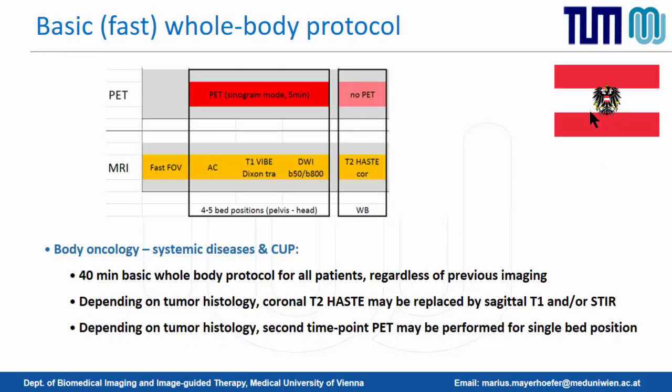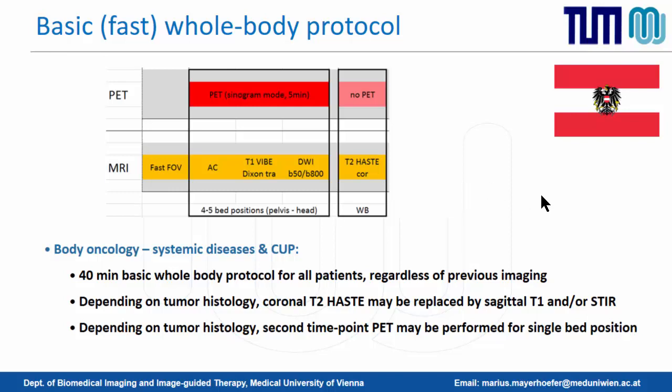Now in Vienna, we have a rather basic, fast whole-body protocol where we use 5 minutes per bed position for the PET acquisition, and in that time we obtain, apart from the attenuation correction sequences, T1 Vibe-Dixon sequences in the axial direction, as well as DWI in free breathing, because we really think that DWI often can add valuable information. And then we would just do a T2 HASTE coronal, so we have a second imaging plane with no extra PET.